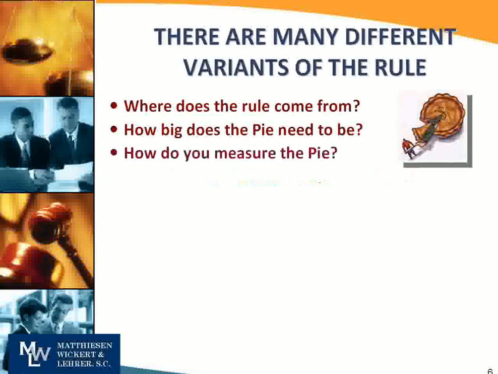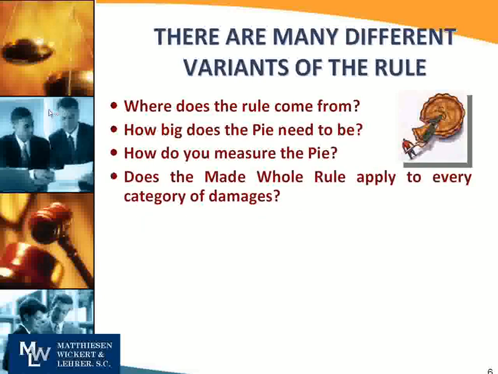Does the made-whole rule, or how do you measure the pie? That's another key question. How does the made-whole rule apply? Does it apply to every category of damages? In other words, when we talk about our health insurers paying medical expenses, does it require that your plaintiff, your claimant, your insured recover just the medical expenses first before you can subrogate, or do they have to recover all the different categories of damages that they have before you can subrogate?